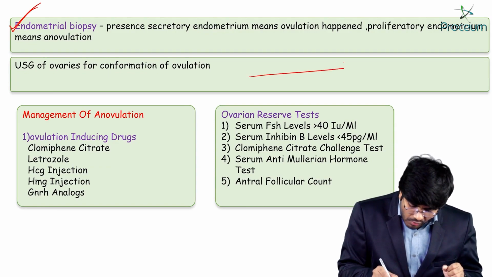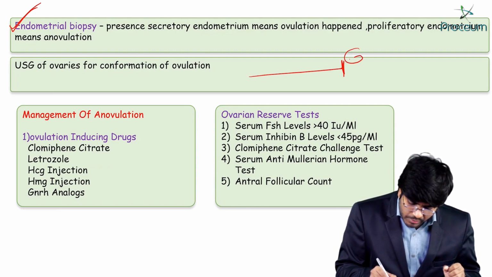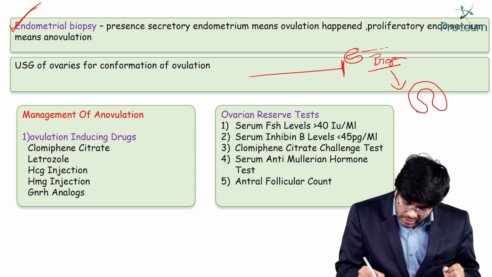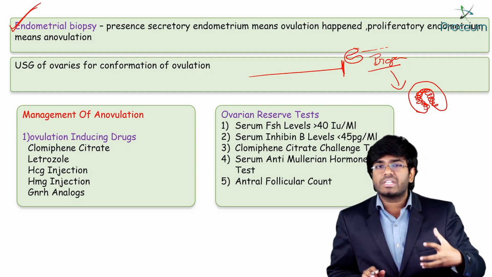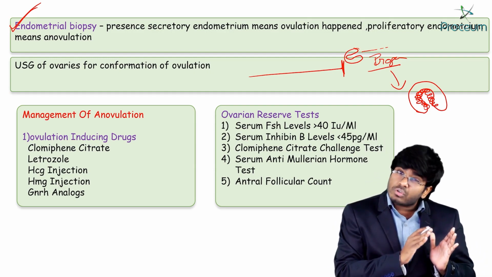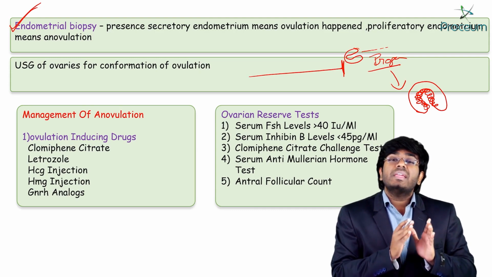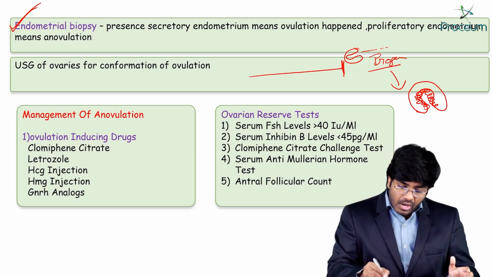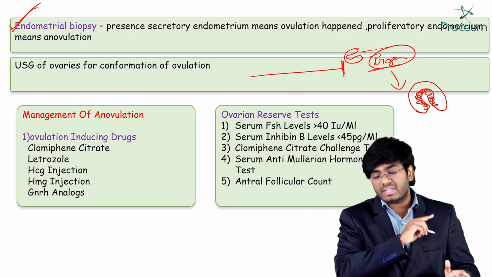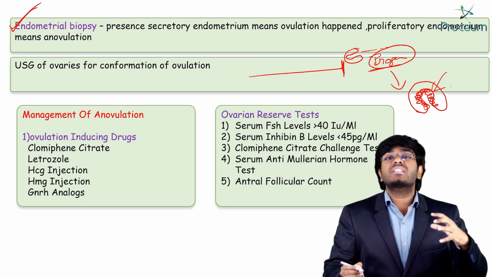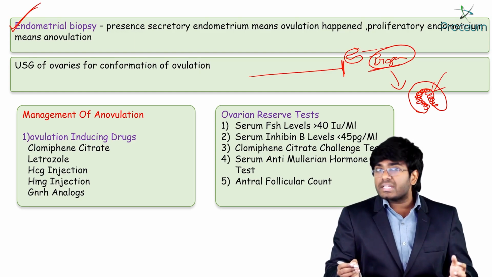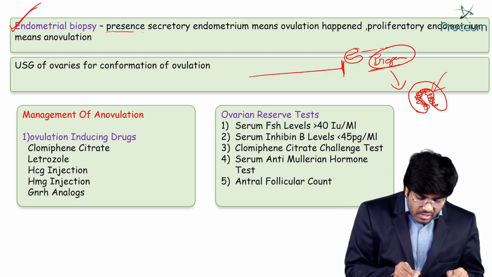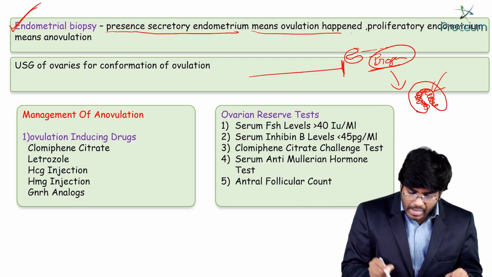On the day of ovulation, the corpus luteum forms, and this corpus luteum is going to produce progesterone. This progesterone acts on the uterine endometrium and makes it secretory. Usually, under the influence of estrogens, the uterine endometrium undergoes the proliferative phase, but because of the presence of progesterone in the second half of the menstrual cycle, the endometrium becomes more secretory and more receptive for implantation. So on endometrial biopsy, the presence of secretory endometrium means ovulation happened.